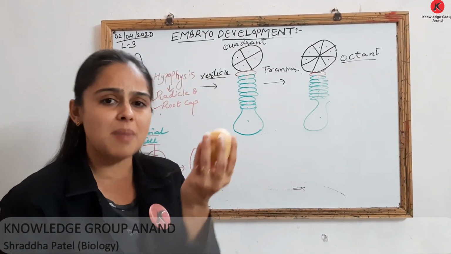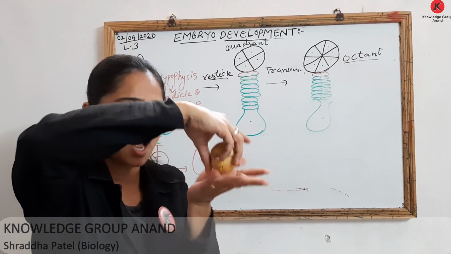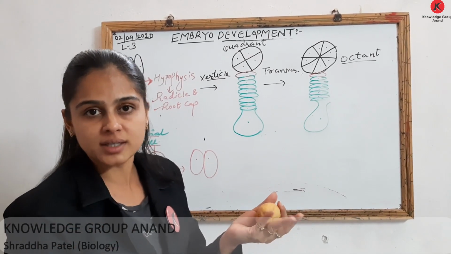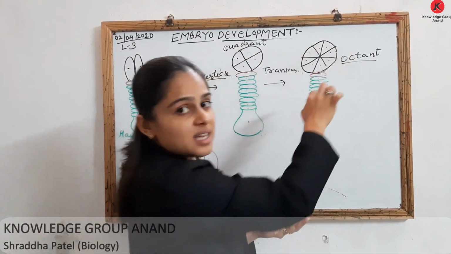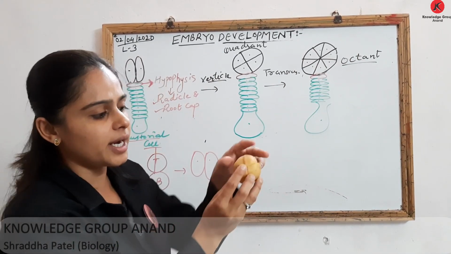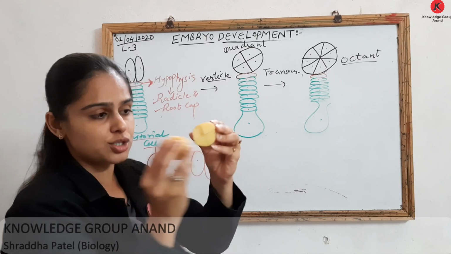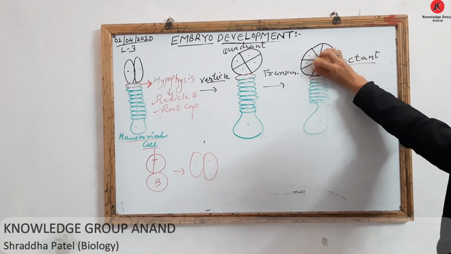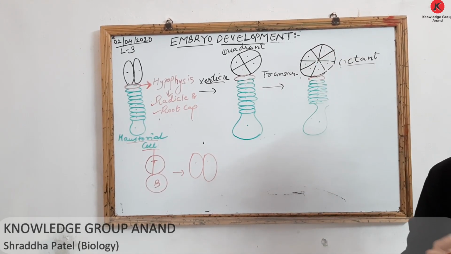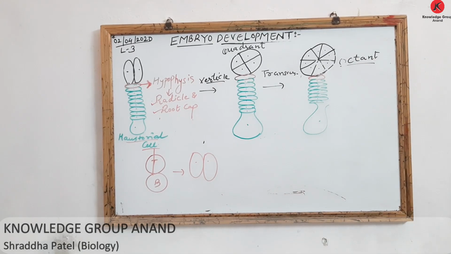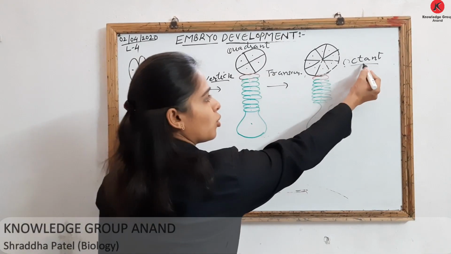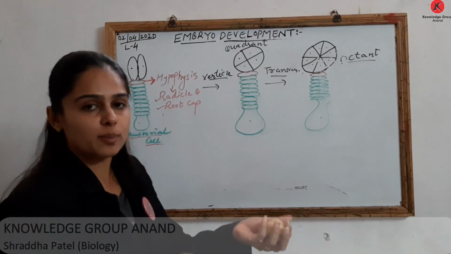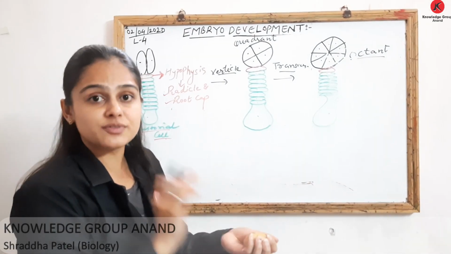I told you this is a mass of cells. It is not possible to see all the cells. So for ease of your understanding I have drawn 8 cells here, but actually it looks like this, right? 4 cells and this is your other 4 cells. So the structure over here is your octant. One transverse division results in formation of your octant, 8 cells which are arranged in 2 tiers.